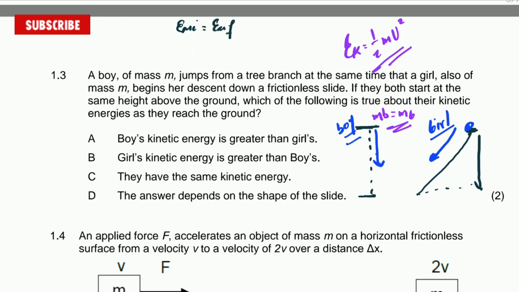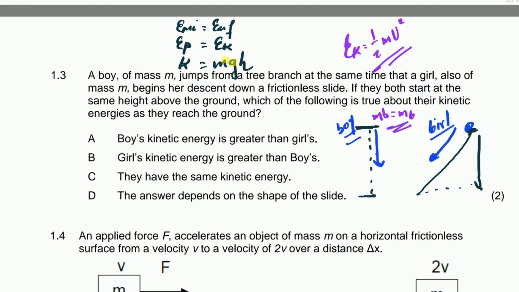I'm talking about either of them individually, but it will be the same for both of them, independent of the path taken. Initial is only potential energy, and final is only kinetic energy, guys. That is important. So the kinetic energy at the end is going to be equal to the potential energy at the beginning, which is mass times acceleration due to gravity times height.